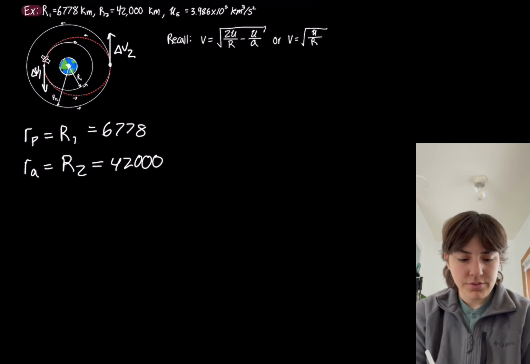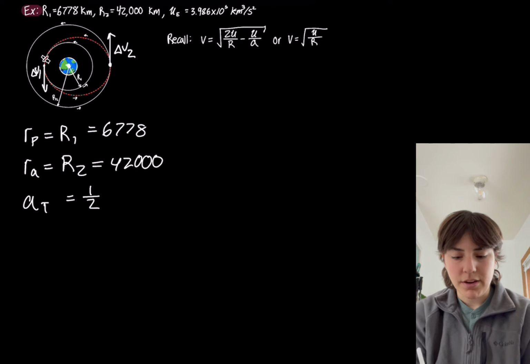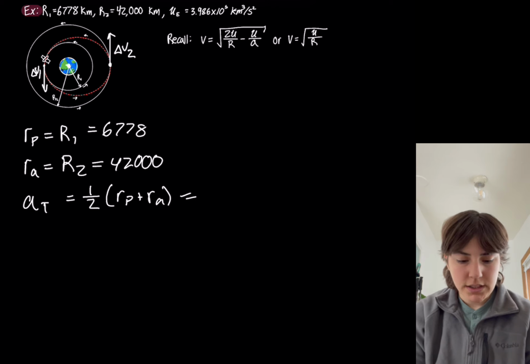And then in order to find the semi-major axis of the transfer orbit, we need to add them and divide them by 2. And that's equal to this.